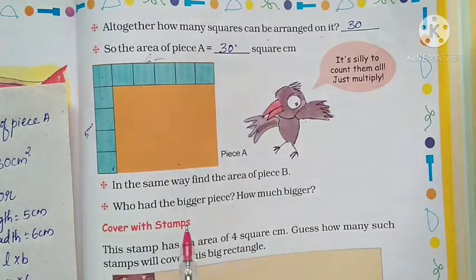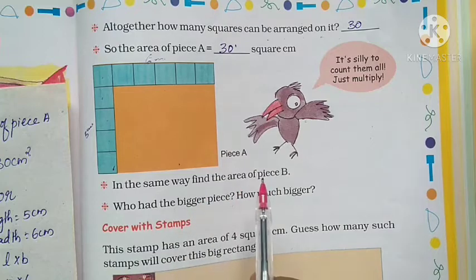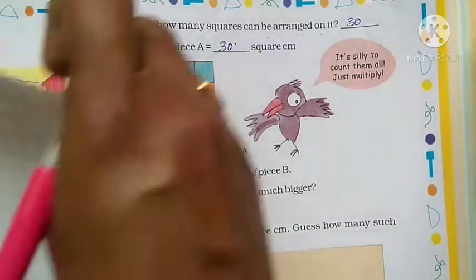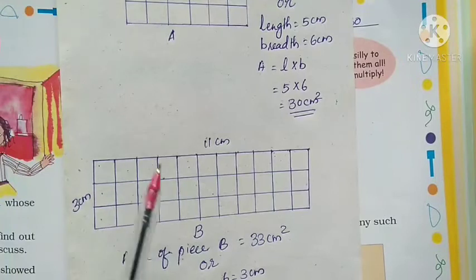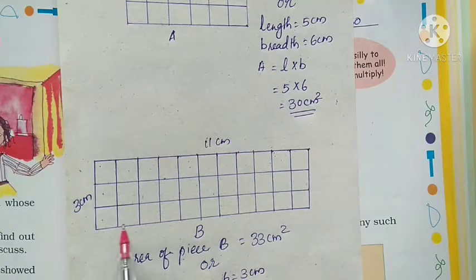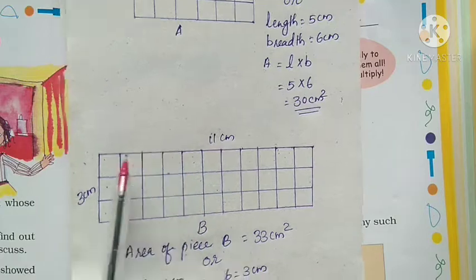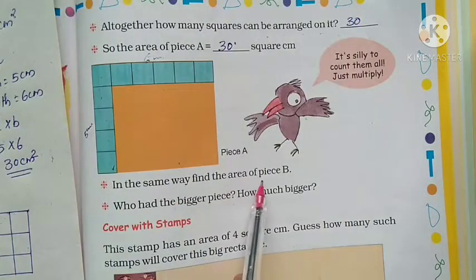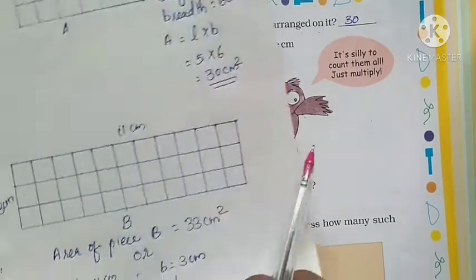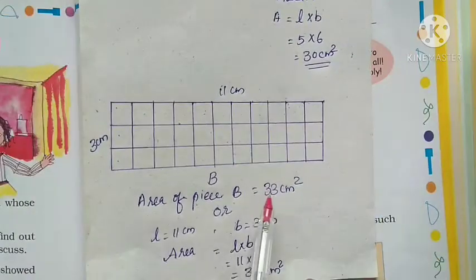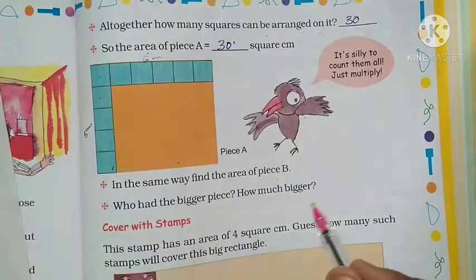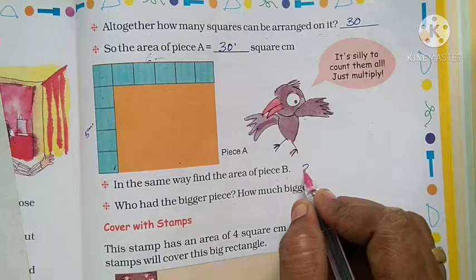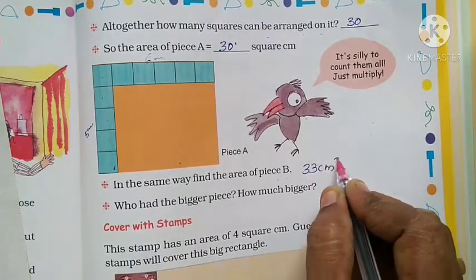In the same way, find the area of piece B. So the same way, here we can do this question. So how many squares are there? 33 squares are there. In the same way, find the area of piece B. So what is the area here? We have to find it out. Yes, 33 centimeter square.